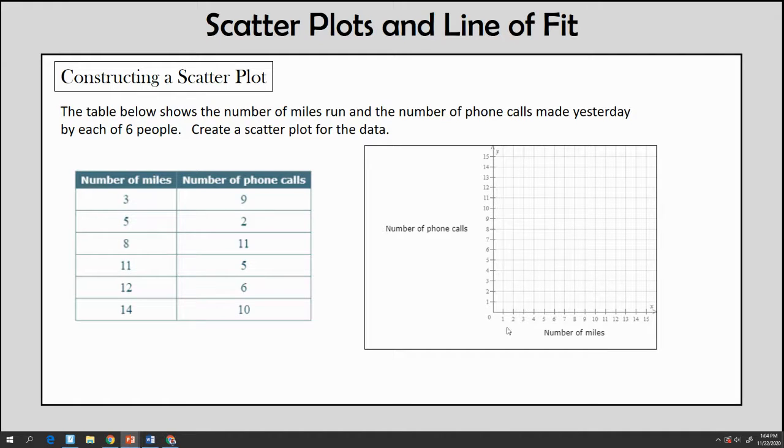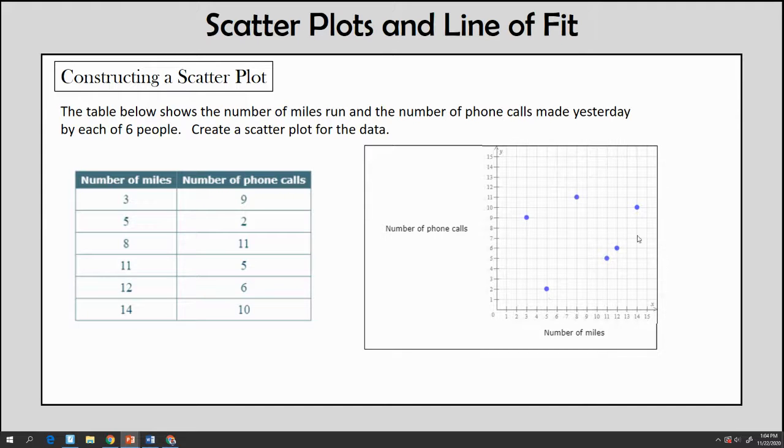You'll have a pencil tool. You just come over here to 3, come up to 9, put a point. 5, 2: go to 5, up 2, put a point, and you're just going to plot the points up here. And when you're done, you have yourself a scatter plot.